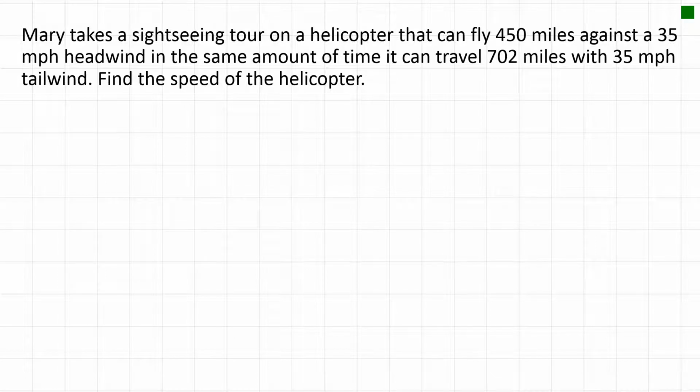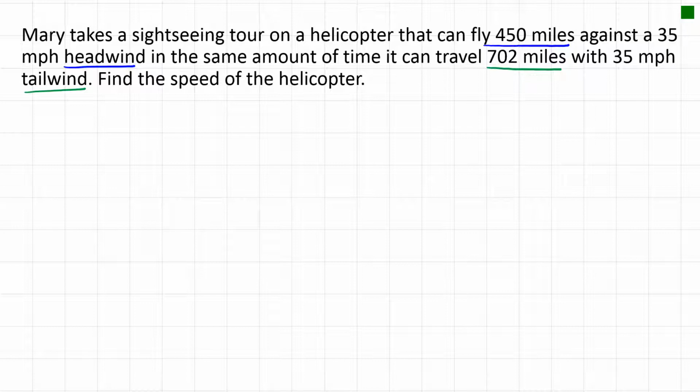So there are two parts to this journey. She flies in a helicopter and flying in a headwind. And so here's the distance she flies in the headwind, and she's experiencing a 35 miles per hour headwind. On the return trip, do that one in green, there's 702 miles, again with the same wind, now a tailwind.